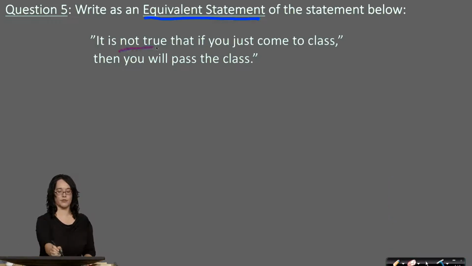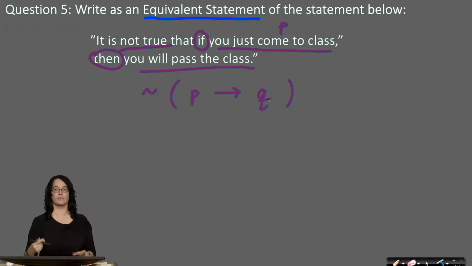So not true, that tells me we need to have a negation, right? That if you just come to class, now I notice there's an if here, and there's a then, right? So this is an if then. So what is not true? The following if then statement. So I'm going to put parentheses around it. What is this if then statement? If you come to class, that could be letter P, then you will pass the class. That could be letter Q. Okay. So this is the original statement.